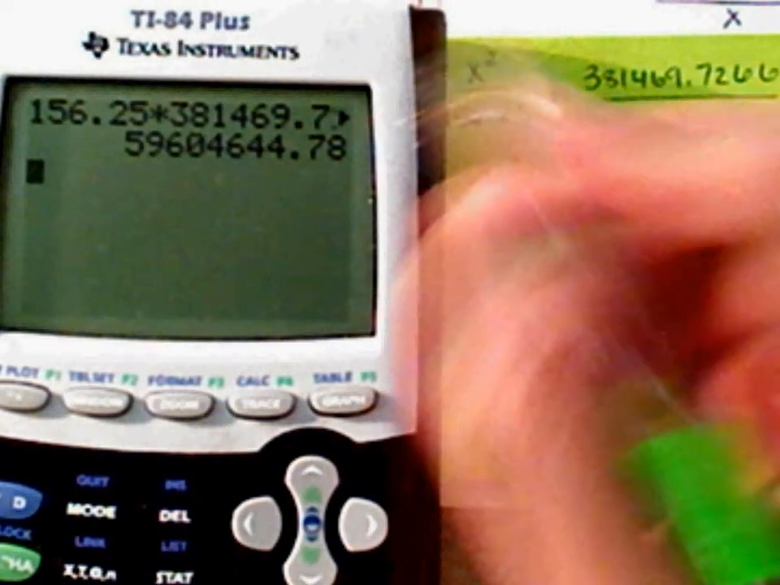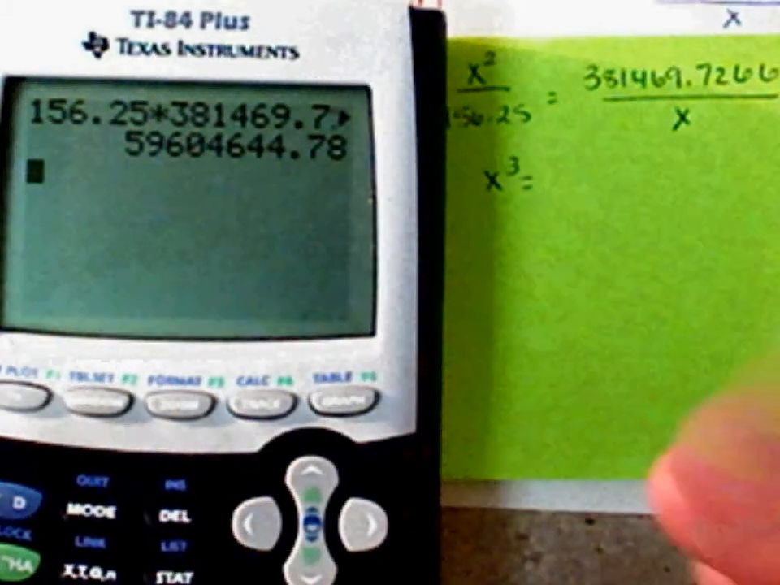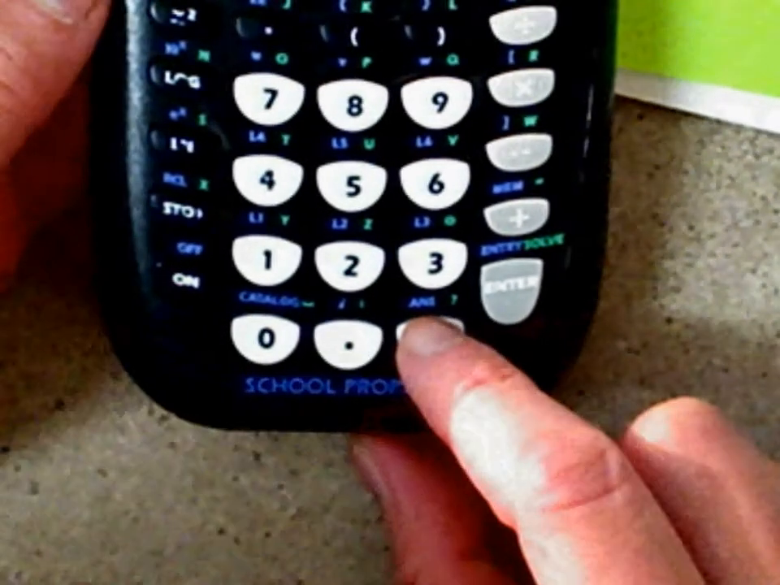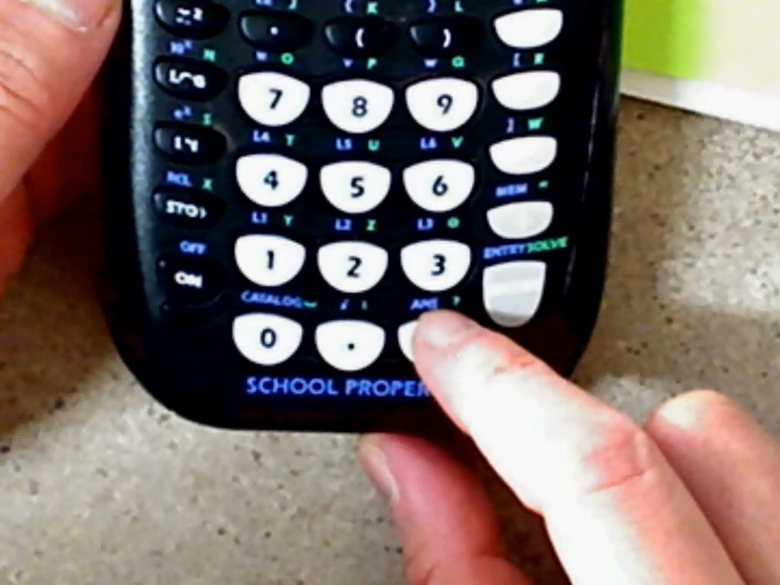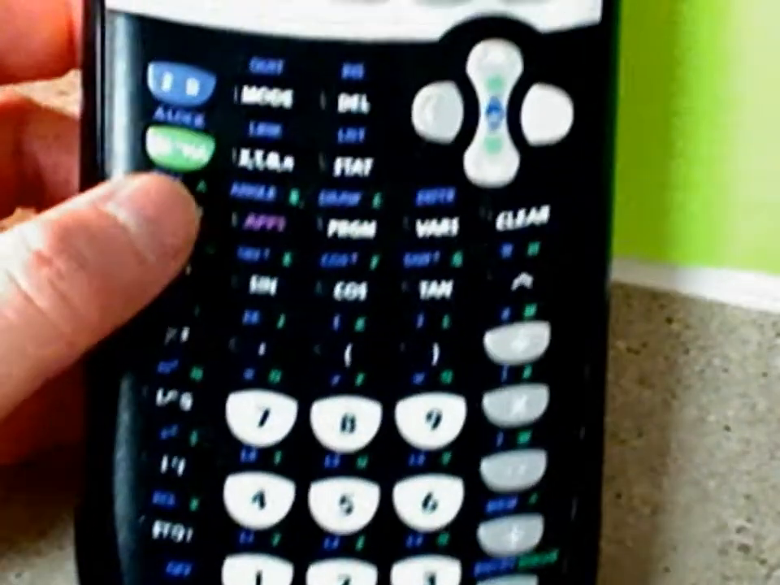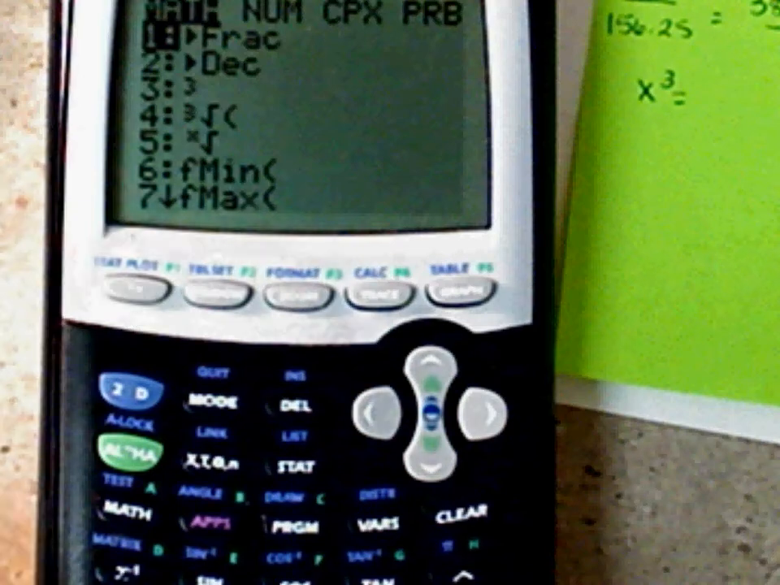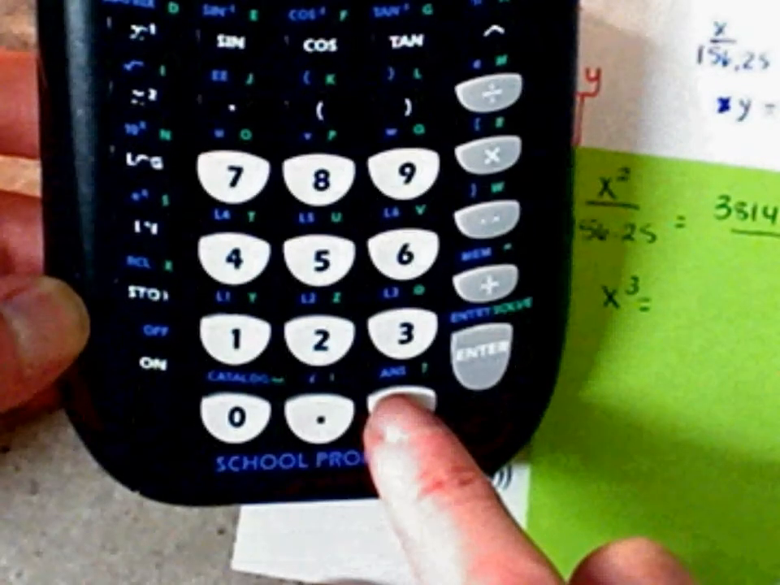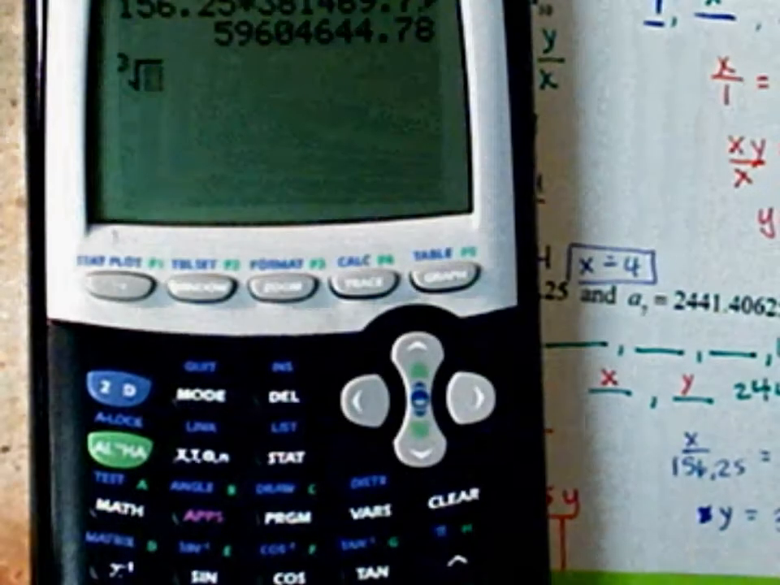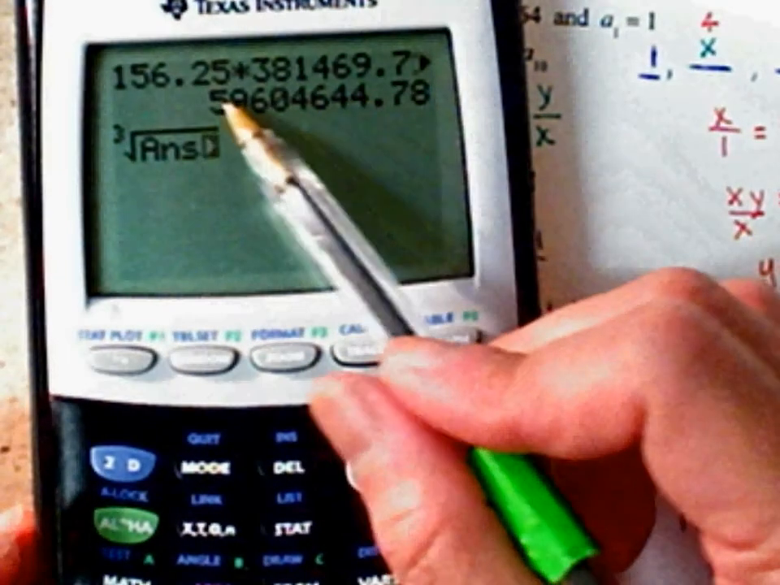Now, I'm not going to write all that number. You can if you want to, but I'm going to show you guys a little shortcut. You see this button right here that says answer? It will type that whole thing for you without you typing it all in, the previous answer, ANS, okay? So I'm going to hit math. See math? I'm going to go number 4 because I'm going to take a cube root of something. Now I'm going to go grab ANS. See how it's in blue? Watch. Second answer.